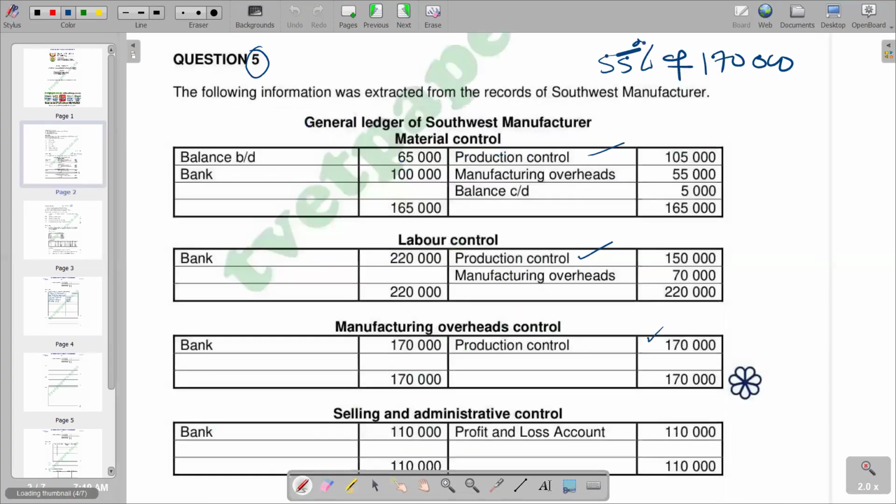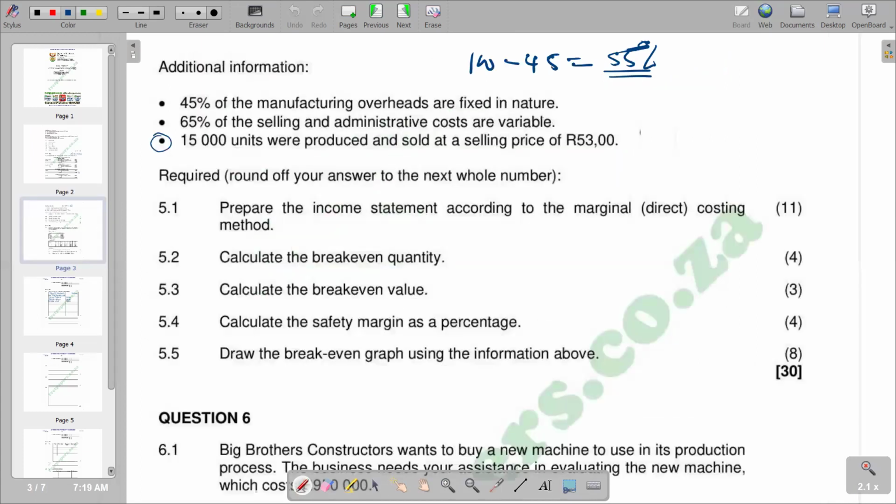We now have the selling and administration. Also inside our selling and administration of 110,000, we have a proportion of fixed and also variable. So we need to see what we have in terms of the proportion. If you look at the second point, saying 65% of the selling and administration costs are variable. So basically this one is straightforward. We take 65% as variable of selling and administration.